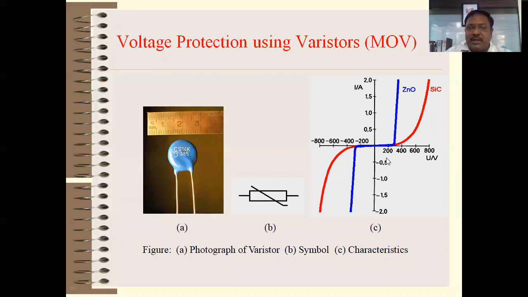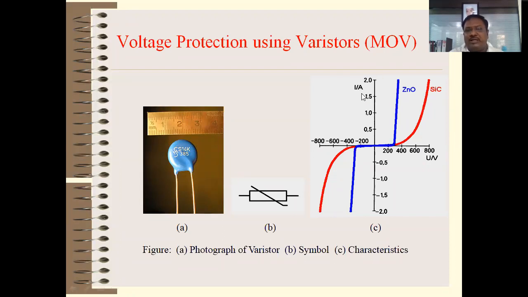So the characteristics of a diode and the characteristics of an MOV are the same in forward bias condition. But the voltage handling capacity of an MOV in forward bias condition is also high, that is 200 to 300 volt, right? Normally, this device is used in a forward bias condition. Once the device turns on, the current through the device increases, but the voltage remains constant, right?